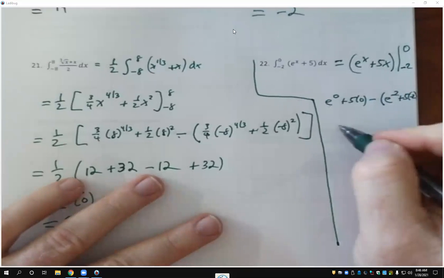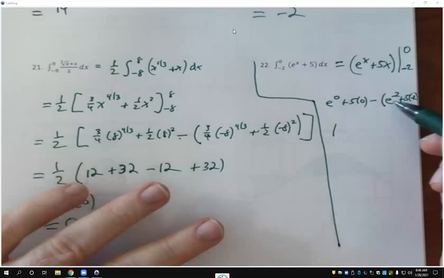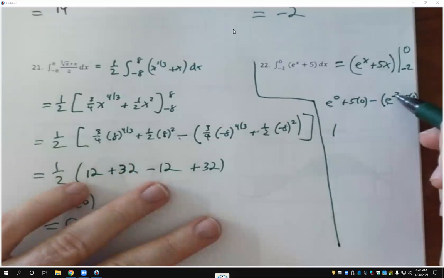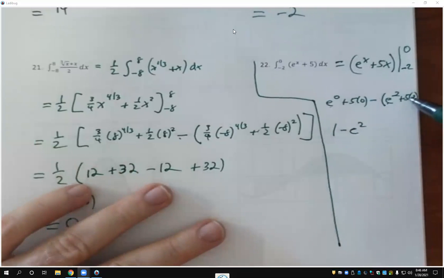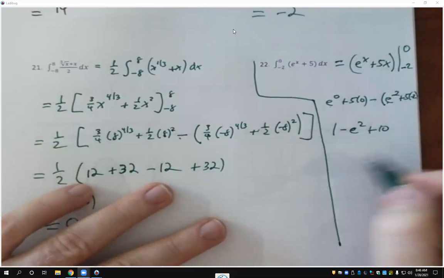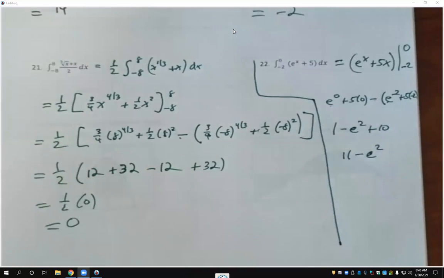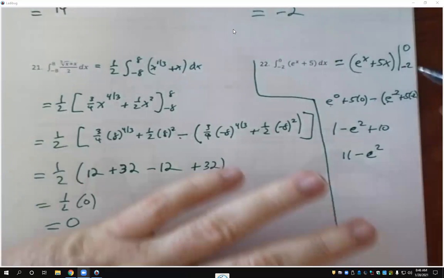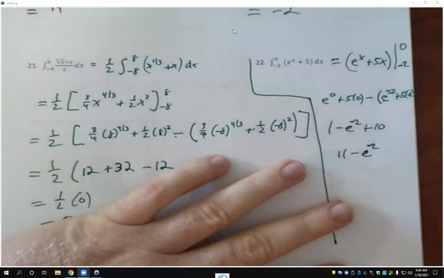E to the 0 is 1. 5 times 0 is 0. This is e squared, but negated. And 5 times negative 2 is negative 10. Negated gives me positive 10. And combining like terms, you get 11 minus e squared, and we would leave it like that. That was supposed to be a negative 2, so this should be e to the negative 2. My bad, I only plugged in a positive 2 there.